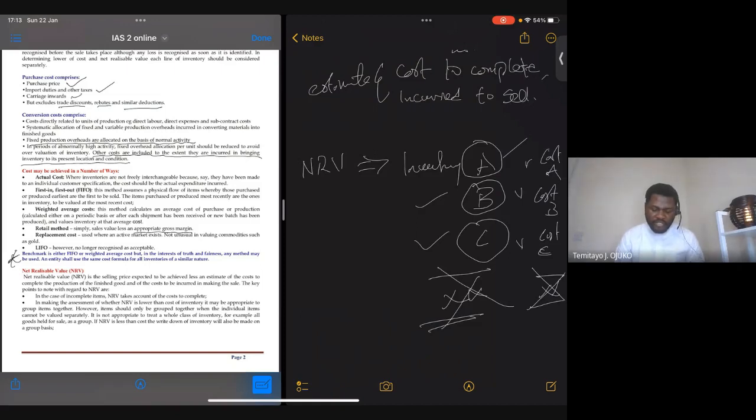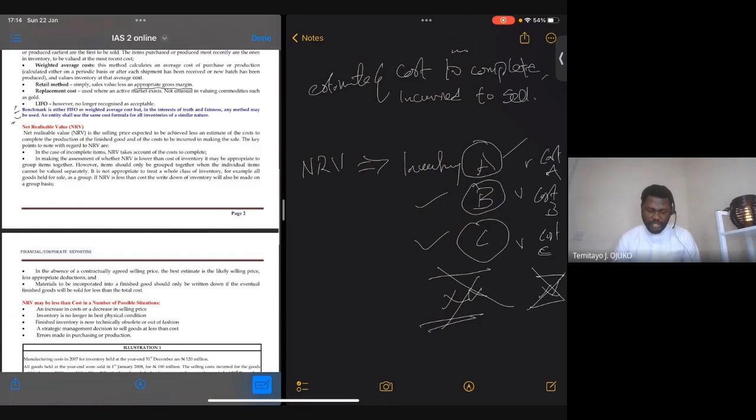It is not appropriate to treat a whole class of inventory, for example, all goods held for sale, as a group. Let's imagine that A, B, C are all inventory, and you want to just have the aggregate amount compared to the cost. No, we are saying it is not appropriate. Now, if the net realizable value is less than the cost, the write-down of the inventory will also be made on a group basis. Okay.